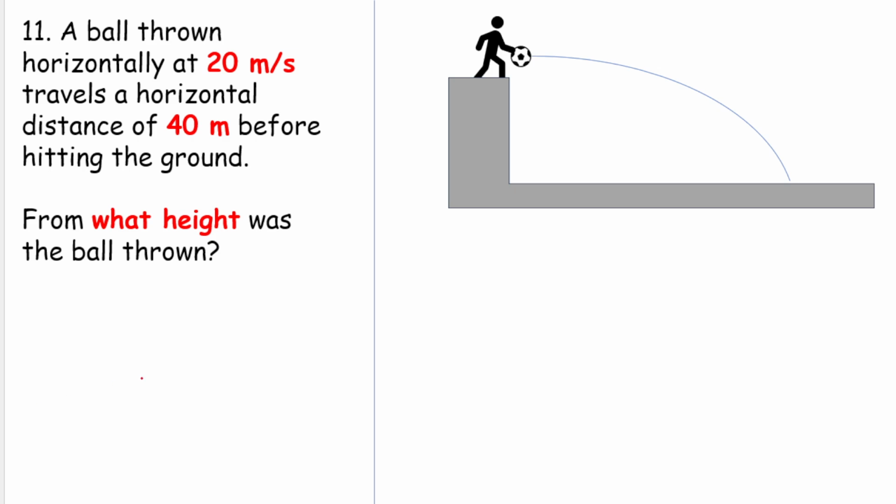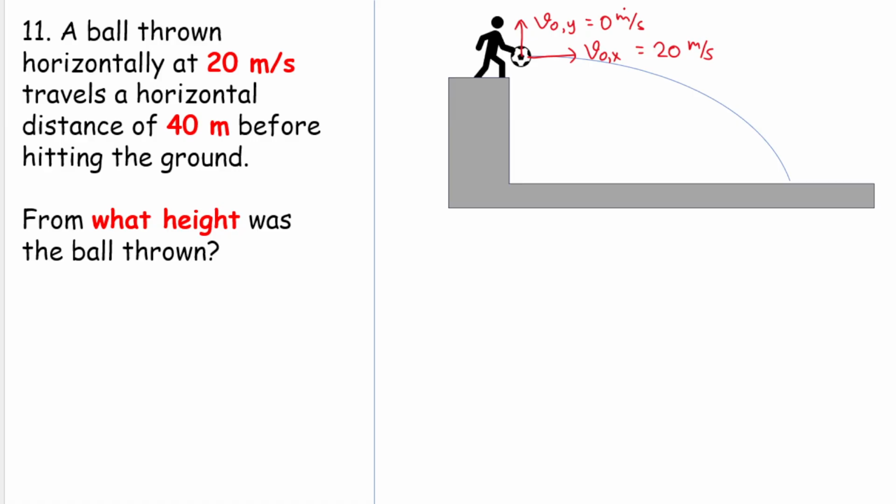Number 11, a ball thrown horizontally at 20 meters per second travels a horizontal distance of 40 meters before hitting the ground. From what height was the ball thrown? So here the ball is thrown horizontally, so it only has horizontal initial velocity. So I will have Vox here, that will equal 20 meters per second. And because the ball is thrown horizontally, we don't have any vertical initial velocity. So I have Voy here equal to 0 meters per second.